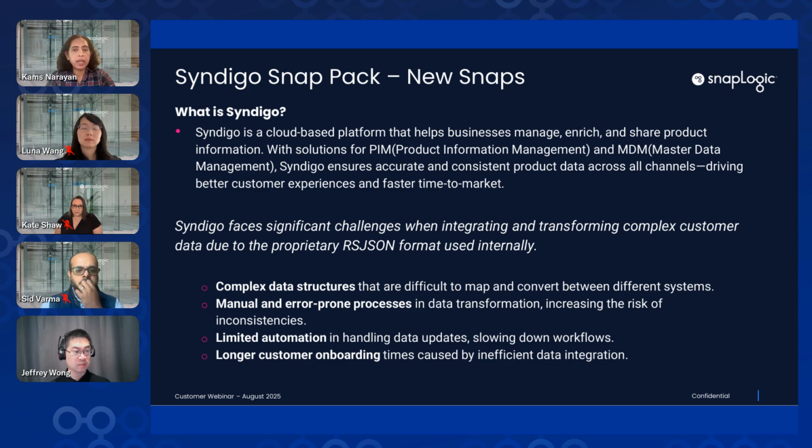So we now have the Syndigo Snap Pack, the first release of which addresses the first challenge: decoding the RSJSON format to a format that is universally interpreted by other systems. For us in SnapLogic, that would be a JSON format. So that was our first release, the Snap Pack that went out in May.